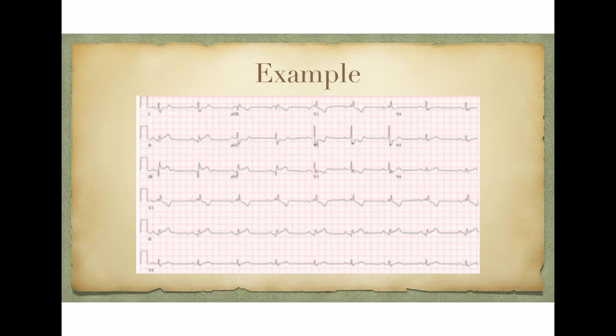Here's an example of a patient who presented with typical chest pain, and this ECG was obtained. Here you see ST elevations in leads 2, 3, and AVF, which are automatically suggestive of an inferior wall infarct. In those same leads, you see prominent Q waves, which suggests that this infarct might have been a little older, maybe several hours to days old.